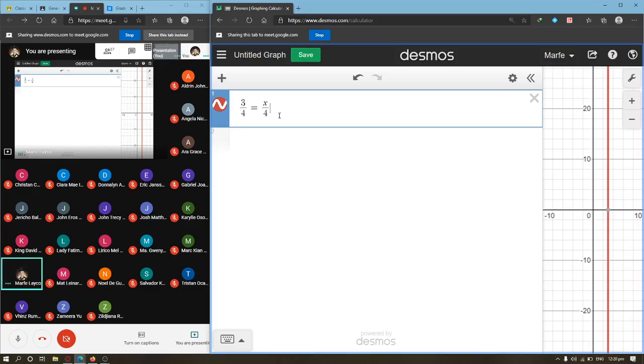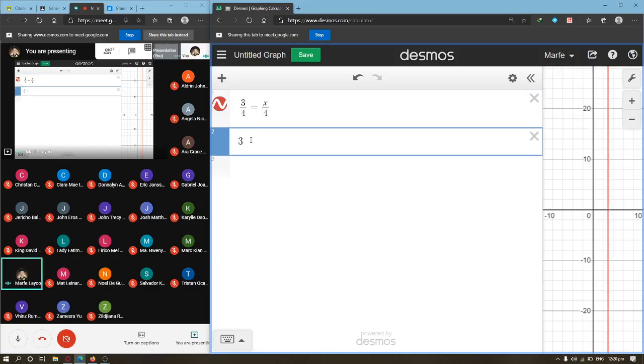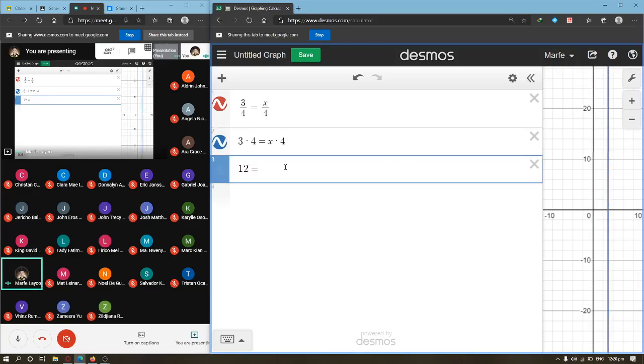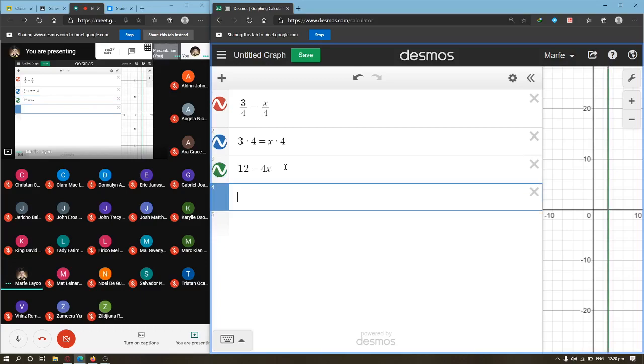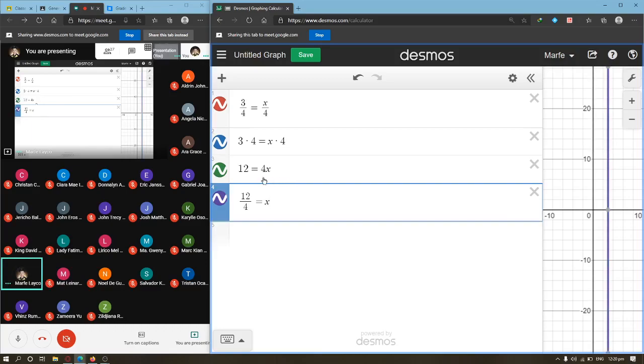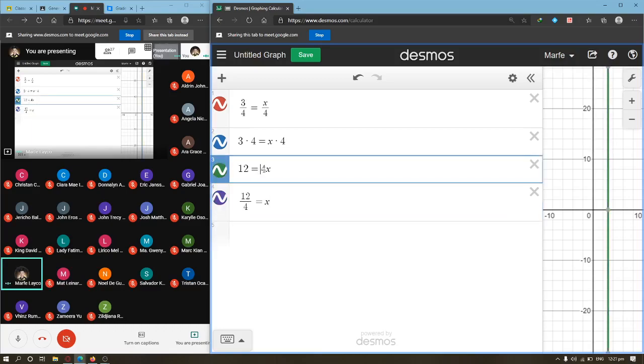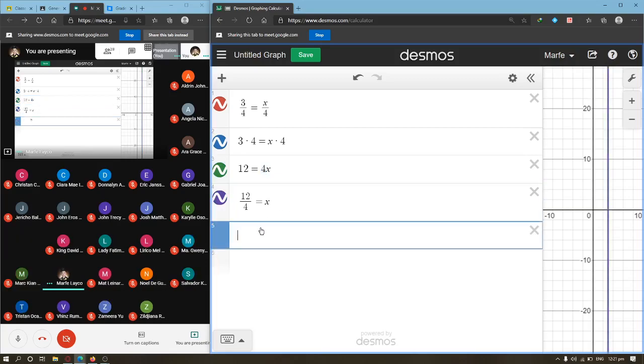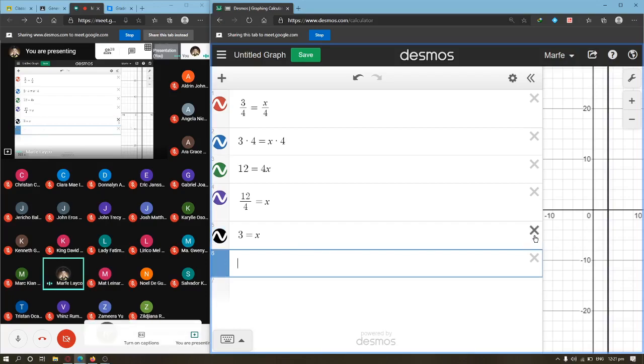So, cross multiplication. 4 times 3 is equal to 12. 3 multiplied by 4 is equal to x multiplied by 4. And then, 12 is equal to 4x. And then, 12 over 4 is equal to x. Saan galing yung over 4 dito? Galing dito. Tapos, simplify, 3 is equal to x. So, yun yung basic na example natin.